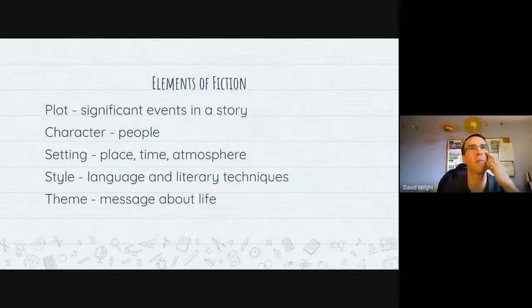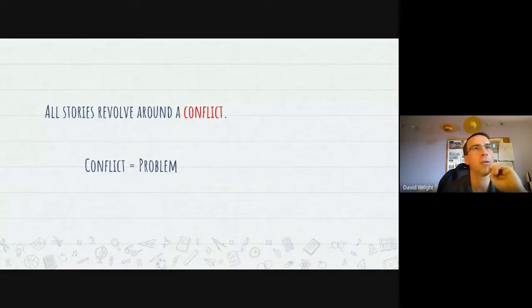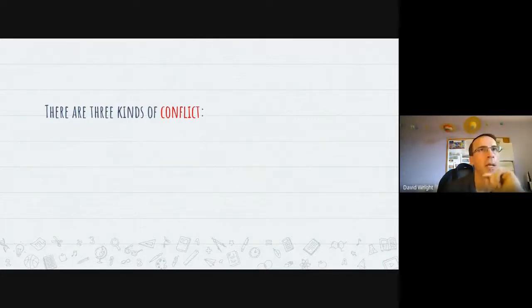Okay, those are the five basic elements of fiction, but they all are related to something else as well. All stories revolve around a conflict. On your notes, right beside it, you can put problem. That's basically what a conflict is. If there is no conflict in a story, it's a person looking at flowers in a field. It's not a story. It's not a story until there is actually some kind of problem, maybe a bee comes along, that the main character needs to overcome. There are three kinds of conflict.